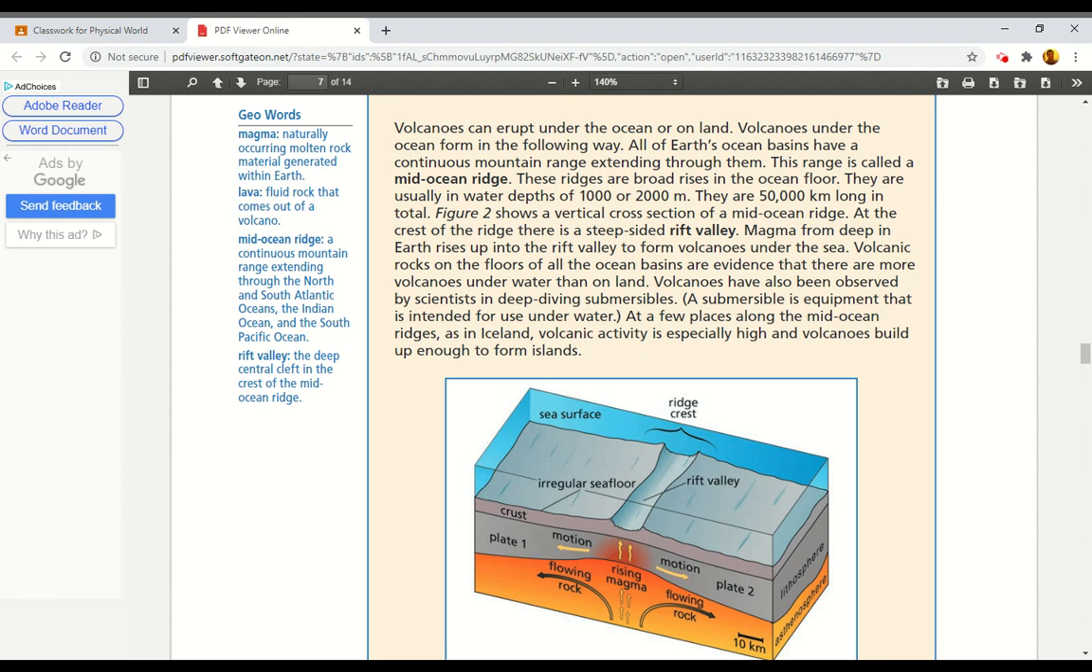Volcanoes under the ocean form in the following way. All of Earth's ocean basins have a continuous mountain range extending through them. This range is called a mid-ocean ridge. These ridges are broad rises in the ocean floor. They are usually in water depths of 1,000 or 2,000 meters. They are 50,000 kilometers long in total.